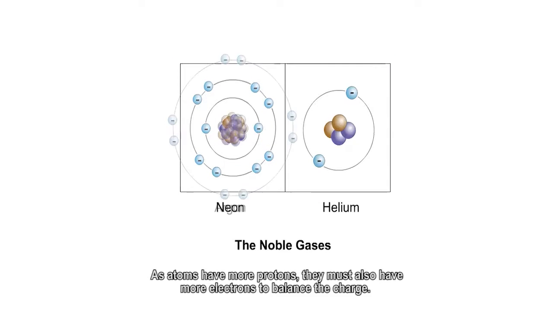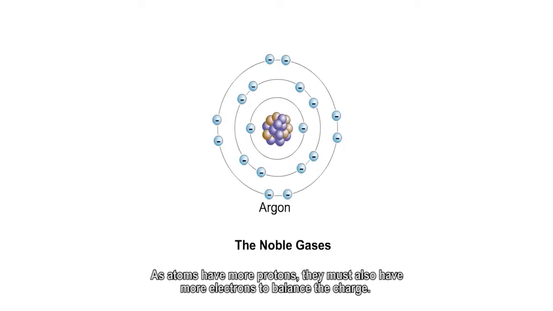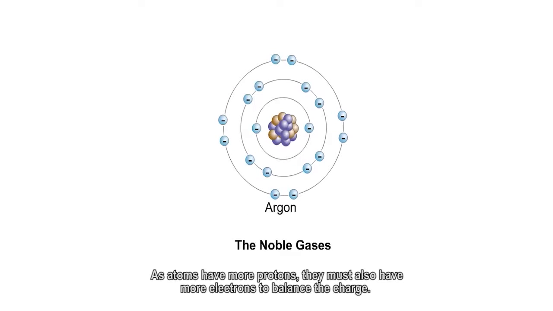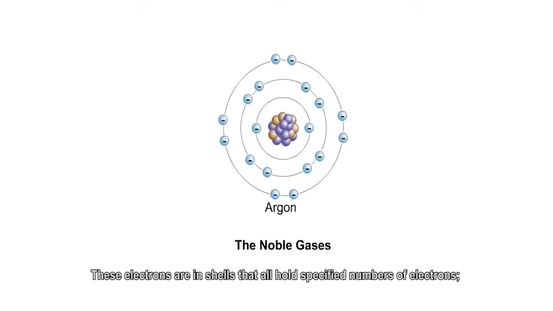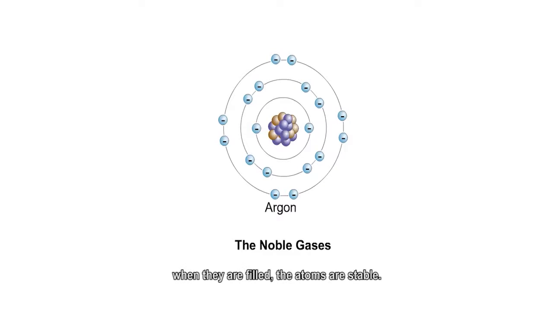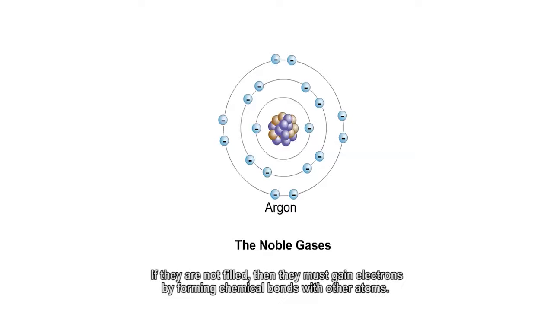As atoms have more protons, they must also have more electrons to balance the charge. These electrons are in shells that all hold specified numbers of electrons. When they're filled, the atoms are stable. If they're not filled, then they must gain electrons by forming chemical bonds with other atoms.